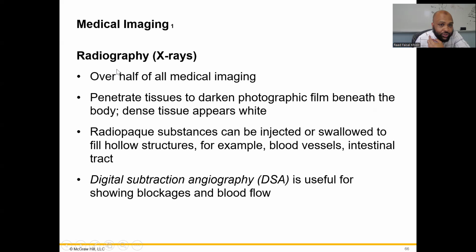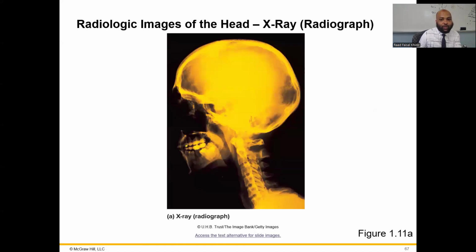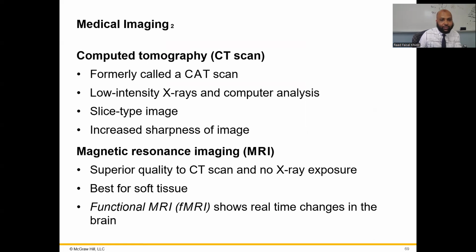In medical imaging, we use radiography for diagnostics, and sometimes we use angiography. We take sometimes solutions that help them glow, and we can see better. And there's a CT scan. That's our CAT scan, computed tomography. And they send low intensity X-rays. And then there is magnetic resonance imaging, which has superior quality to a CT scan, but no X-ray exposure. And don't think that they are in order of which one is best.